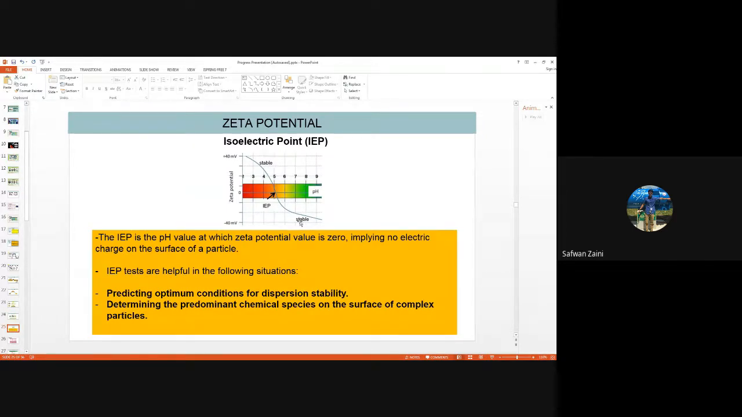Another characterization is if we want to study the isoelectric point. The IEP is the pH value at which the zeta potential value is 0, implying no electric charge on the surface of a particle. This is very helpful in predicting the optimum condition for dispersion stability, and in determining the predominant chemical species on the surface of a complex particle. If we get an isoelectric point of 0, that means your sample will probably aggregate more compared to other pH values.